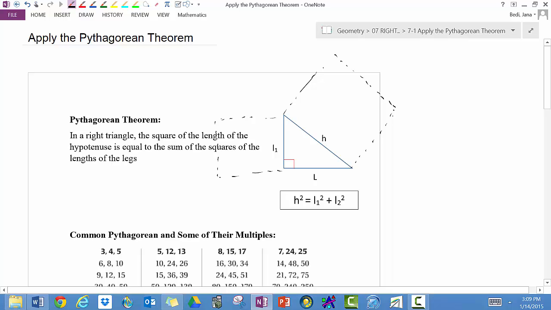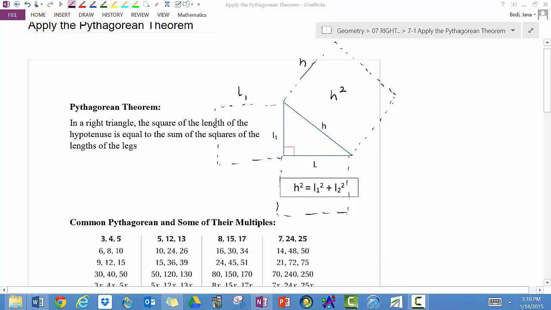Now these are not very good looking squares, but we'll pretend that these are squares. What the Pythagorean theorem says is that the square on the hypotenuse, whose area will be h squared, is equal to the sum of the squares on the other two sides. Okay? And it's very important to remember that.